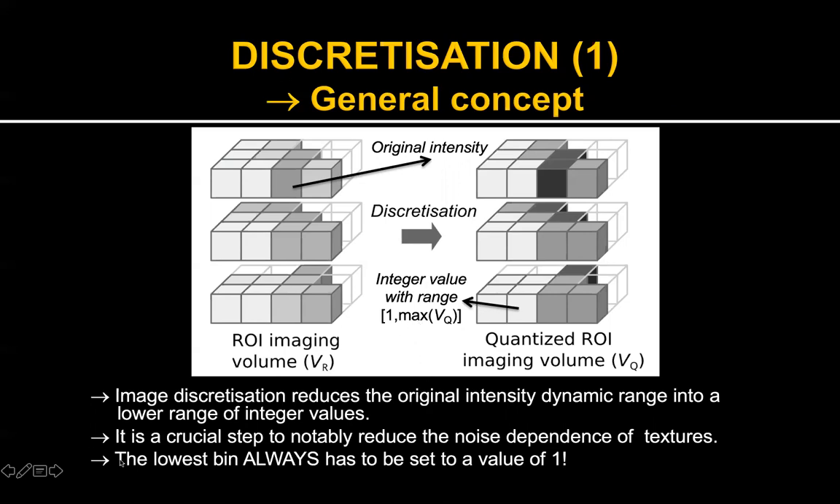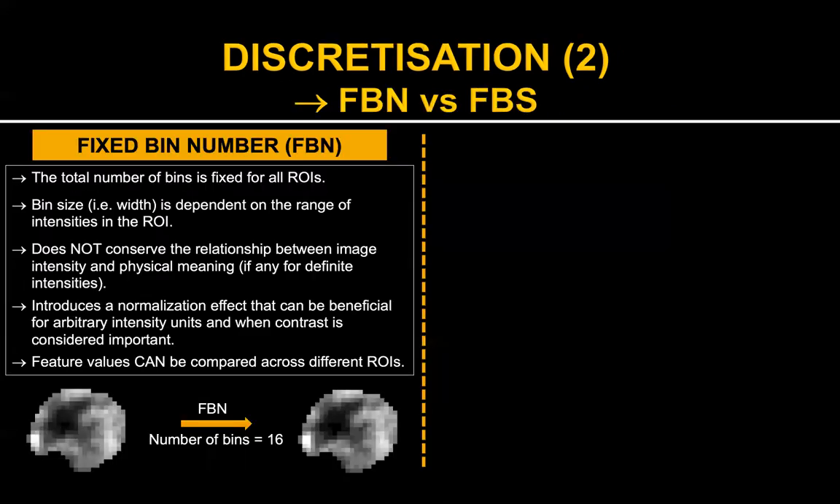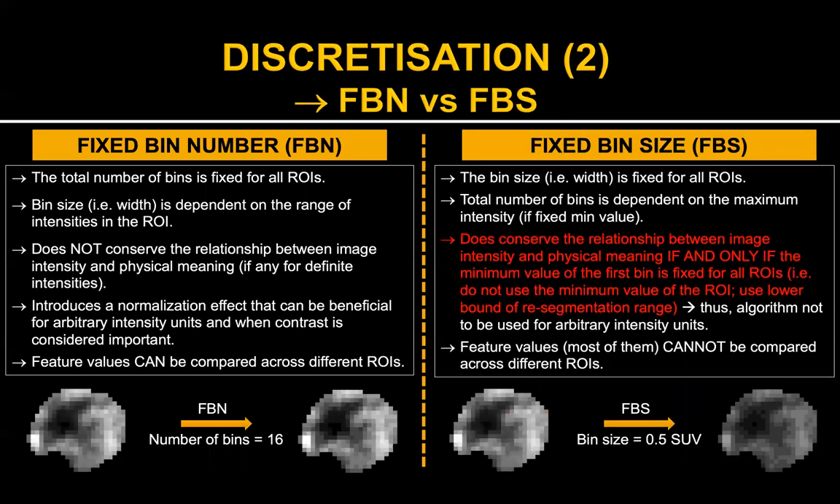The thing we have to keep in mind is that the lowest bin always has to be set to a value of 1 in the workflow defined by the IBSI, not 0. We decided to set that to 1 to remove confusion. And then we define two ways of doing discretization here. We can either say that we want a fixed bin number. So the total number of bins is fixed for all ROIs, meaning that no matter what the range of intensities in different ROIs, different patients, for example, we set it to 64.